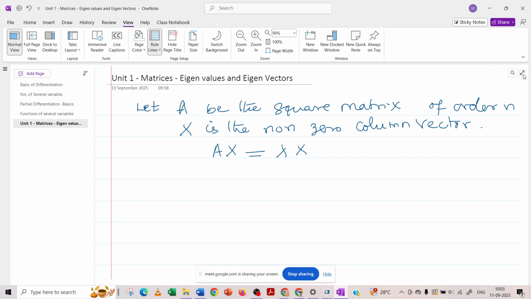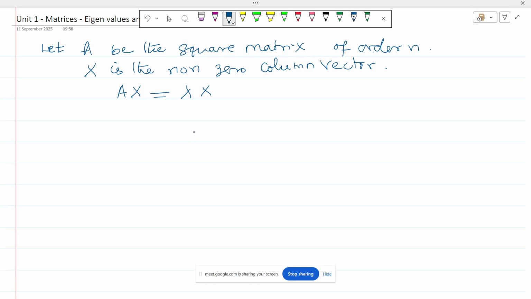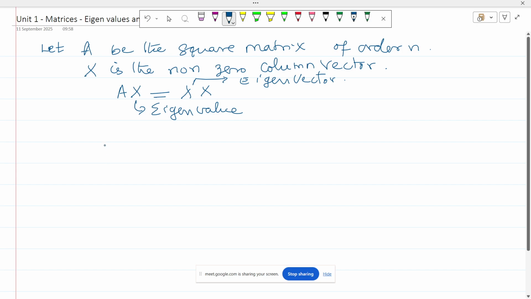So Ax equal to lambda x, where lambda is known as the eigenvalue and x is known as the eigenvector. The process of finding the eigenvalue and eigenvector is, if Ax can be expressed as lambda x, if you are able to write that, otherwise just follow that, afterwards you can write.